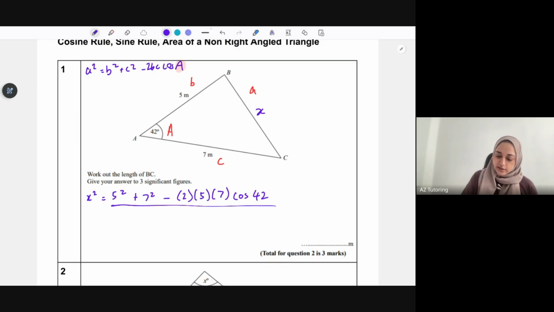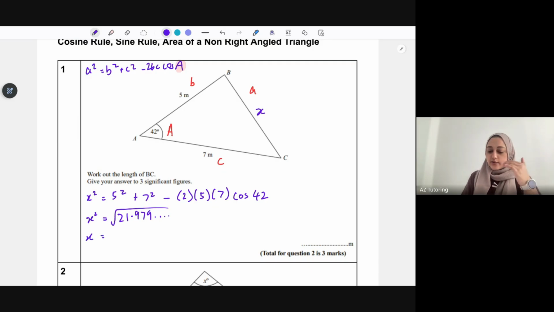Putting that all in the calculator, and be careful when you put it all in the calculator with the brackets and such, you get x squared equals 21.979, continues forever. So therefore, to find x, I'm just going to square root my answer to get rid of that squared. So the square root of 21.979 gives you 4.69 to 3 significant figures, and that's the answer.